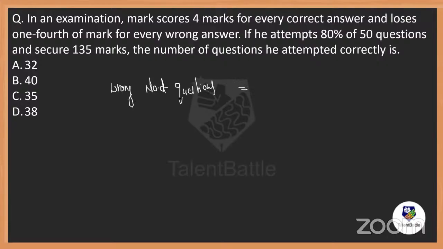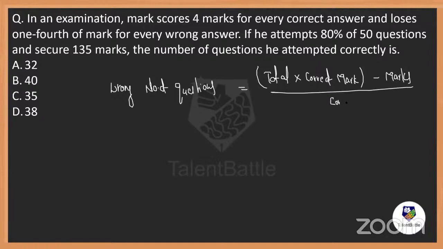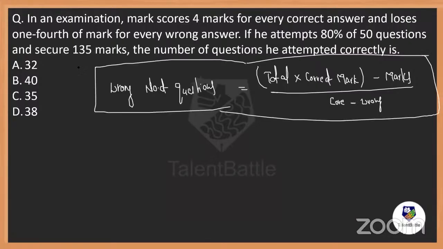So all you need to do to get the wrong number of questions: consider the total questions, multiply it with the correct mark, and from this, subtract the marks you got, divided by correct plus wrong mark. Do not consider the negative symbol here, or if you consider the negative symbol, just take it as correct minus wrong mark. This trick you can apply for all the questions of this model. By using this, you will always get the wrong number of questions.